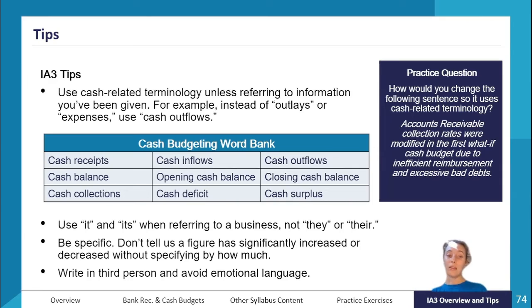So use "it" and "its" when referring to a business, not "they" or "their". When we're talking about multiple businesses, we then say "they" or "their", because it becomes plural. But if we're talking about a singular business, it's an "it", not a "they", because it's not a person, it's a thing. So that's why we've got that distinction.